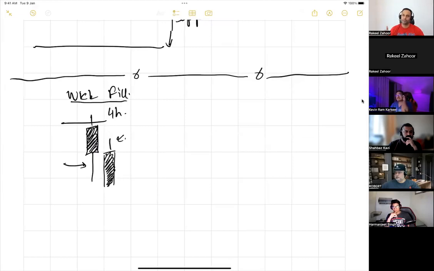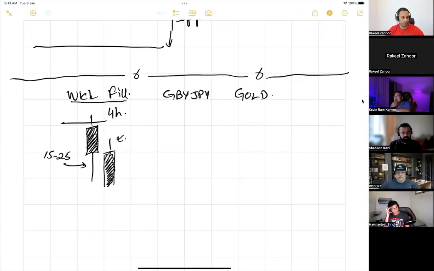The candles can come down and fill these wicks. Whenever you're looking at a 4-hour candle, this wick could be like 15 to 25 pips, depending on the pair you're looking at. The pairs I'm going to be talking about here are GBP, JPY, and gold. This is all we're going to talk about. Some other pairs that have a lot of volume move a lot too. So the 4-hour candle has a high probability of coming down and filling the wick, and that's what you have: a wick fill.